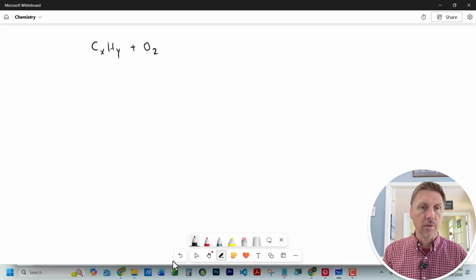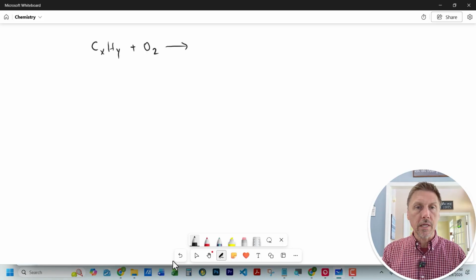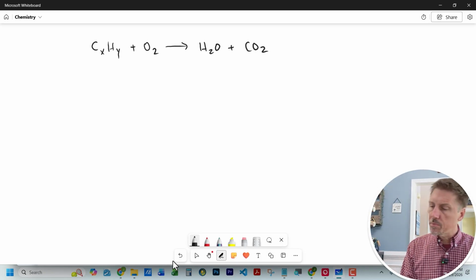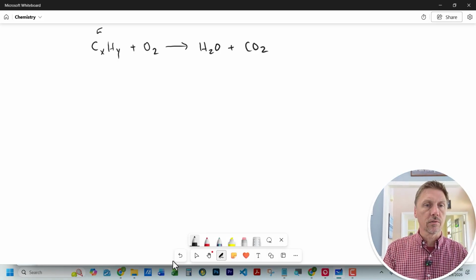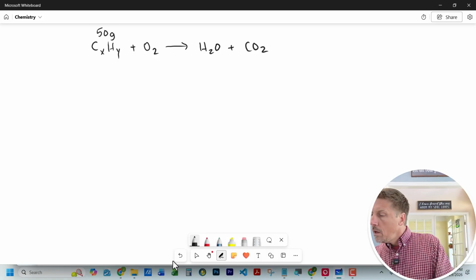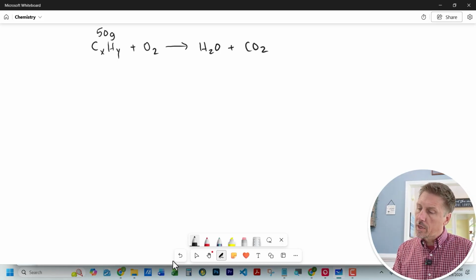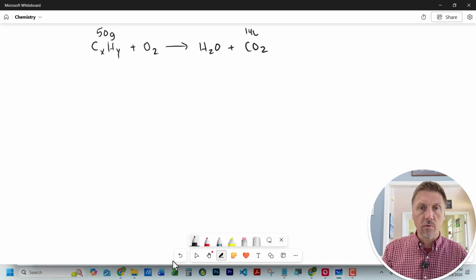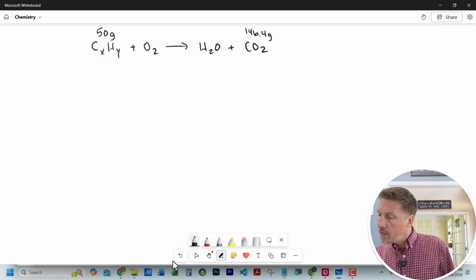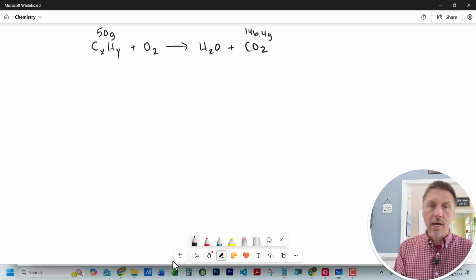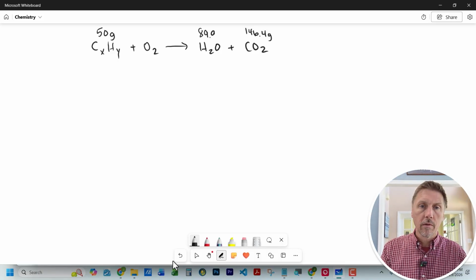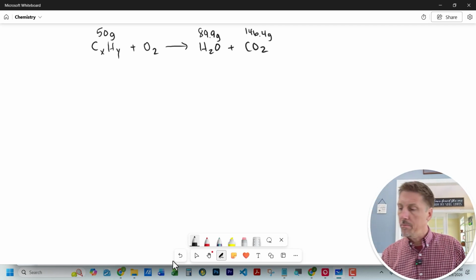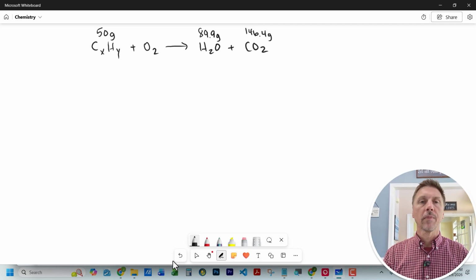And we're burning it in this combustion analysis. So we're going to combine this together with oxygen gas, right? And the result's going to be water. It's complete combustion, so we're going to get water and we're going to get CO2. And so the chemist is burning 50 grams of this unknown substance, and when we do the combustion analysis, we collect 146.4 grams of carbon dioxide, and looks like 89.9 grams of water. Then we're asked to determine the empirical formula of the substance. Okay, so how might we go about that?